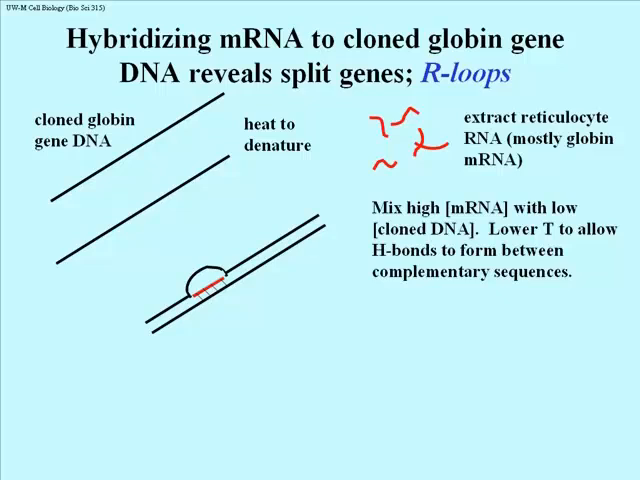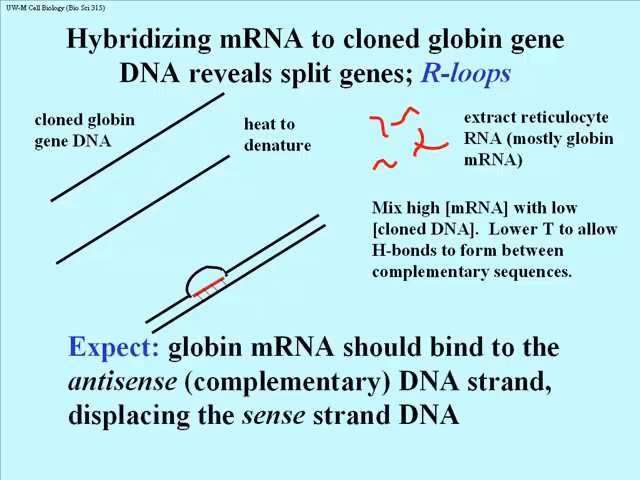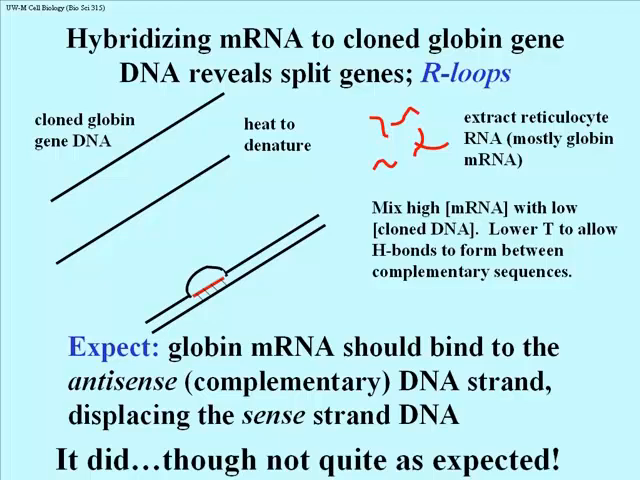When the temperature was lowered again, some of the RNA strands competed with DNA to form H-bonds with complementary strands of DNA. This drawing illustrates the expectation that the globin RNA molecules should bind complementary or antisense strands of DNA in the solution of cloned globin genes and thereby displace the sense strand. The sequence of the sense strand is essentially the same sequence as in the mRNA, except for thymines instead of uracils. RNA-DNA hybrids did form, but not quite as expected.